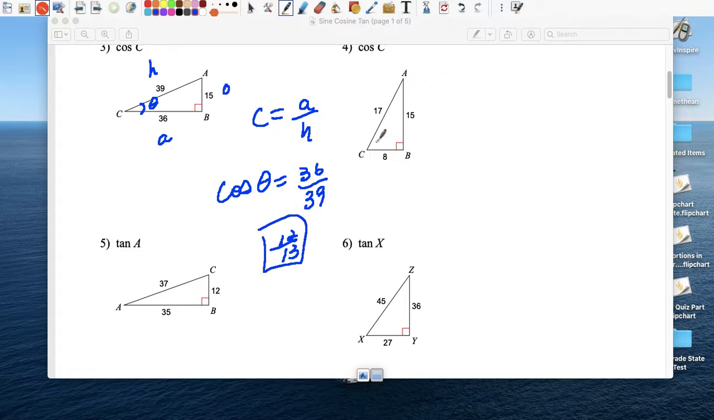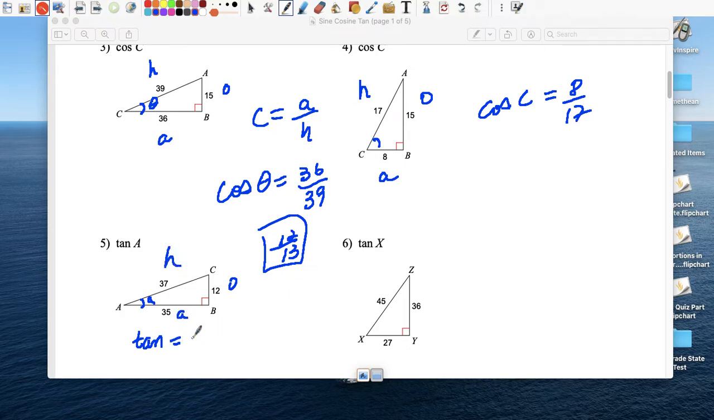Cosine of C again, which makes this the hypotenuse, this is the opposite, and this is the adjacent. So cosine of C is 8 over 17. That's simplified already. Tangent of A, here's A. So tan of A, this is the opposite, this is the hypotenuse, this is adjacent. Tan is opposite, in this case 12, over adjacent, which is 35.